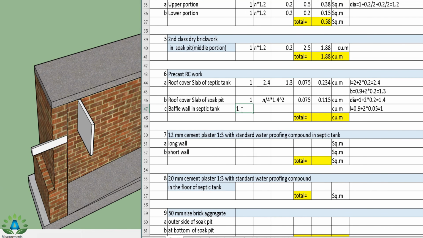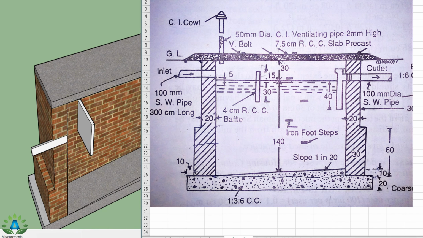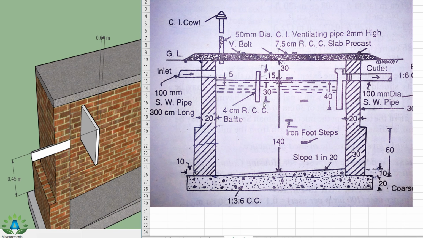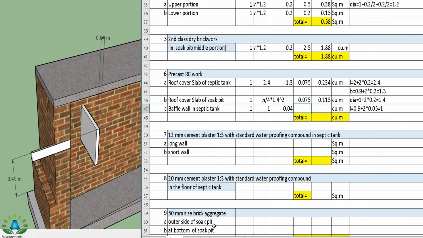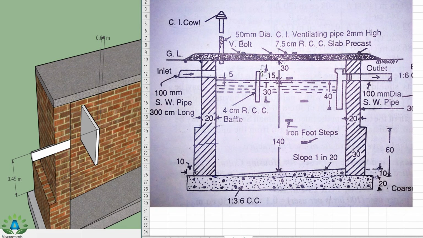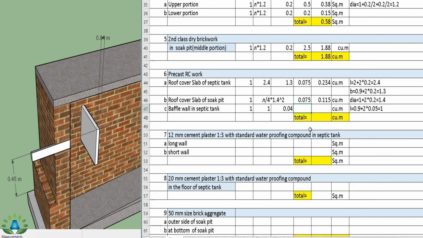So we have this number of this baffle wall 1 in number, and the length is also 1. So we have this width of this baffle wall 4 cm. That means this portion to this portion is 0.04 meter. So we can write the width equals to 0.04. The height of this baffle wall is from this point to this point, that is 30 cm plus 15 cm. That is this point to this point is 0.45 meter. Here also 45 centimeter. So we can write the height equals to 0.45. So here we get the total quantity 0.367.